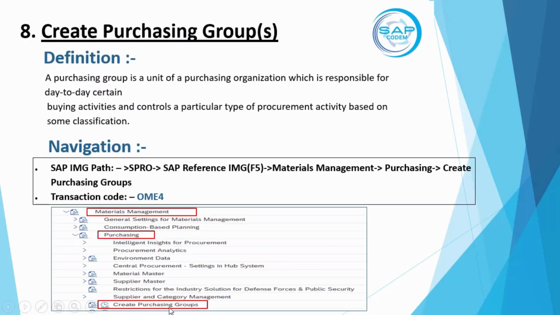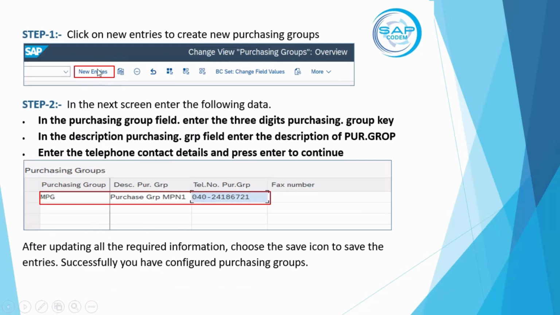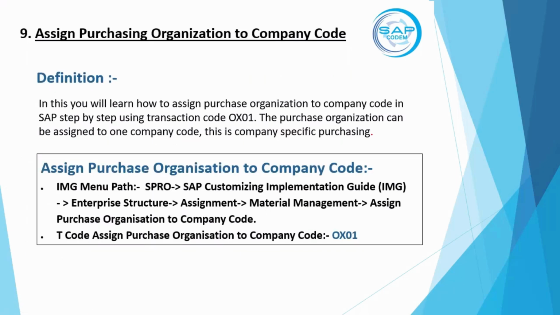Once you click here to create the purchasing group, click on new entries, then you enter the MPG. Here the purchasing group is only a 3-digit code. It's not a 4-digit code. This is the SAP standard. Remember, it's only 3-digit. The company code is 4-digit, and the purchasing group only allows 3-digit. That is the SAP standard. So this purchasing group is created now. Save it.